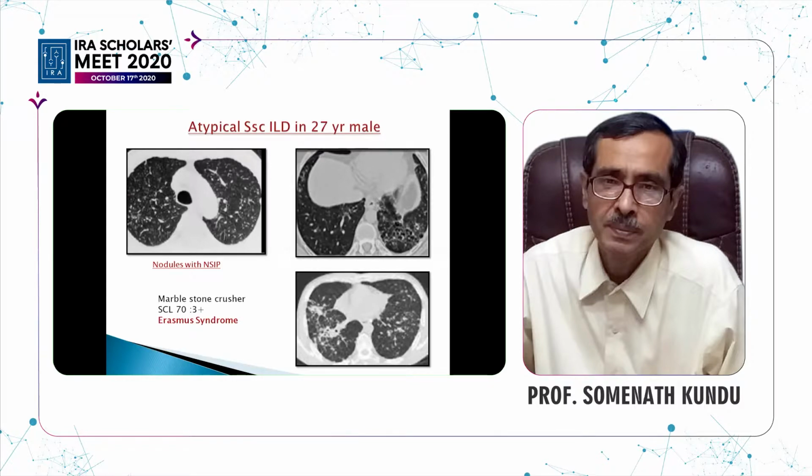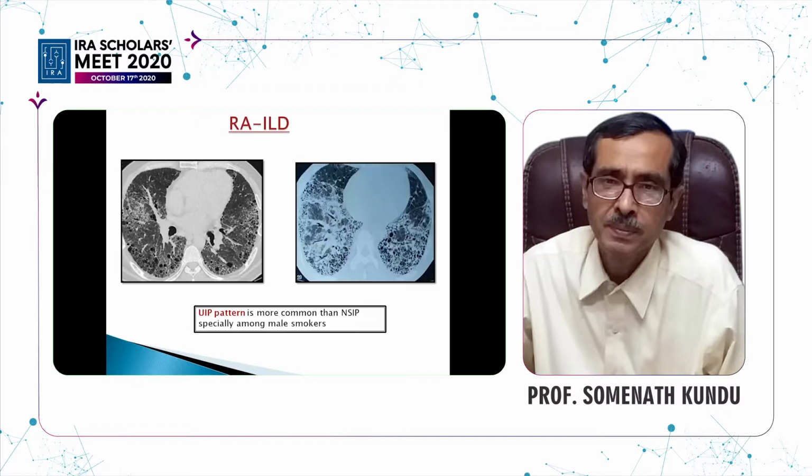Rheumatoid arthritis related ILD. This is one connective tissue disease where UIP pattern is more common than the NSIP pattern. Systemic sclerosis is the commonest connective tissue disease where interstitial involvement is common. NSIP was the commonest pattern. In RAILD, the UIP pattern is more common, especially among the males and especially among the male smokers.